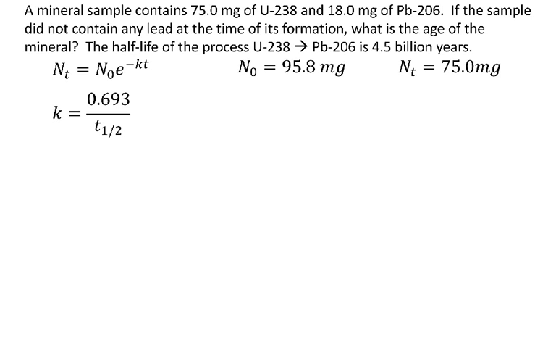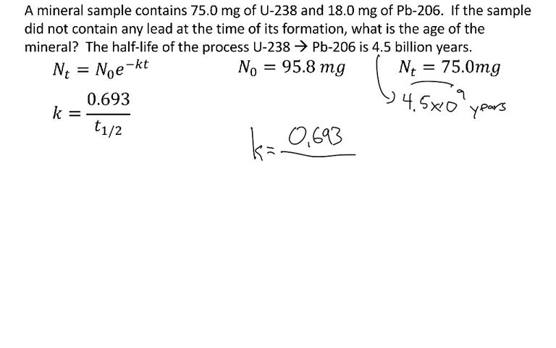Okay, so I've collected what we know so far. We found the N0 on the last slide. We were given NT, so I need to find k, and we'll do that on this slide. For the half-life, I could either write 4.5 billion, which would be 4.5 times 10 to the 9th years.